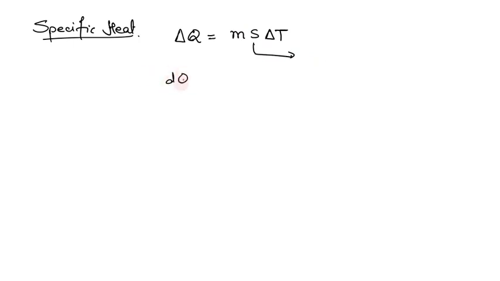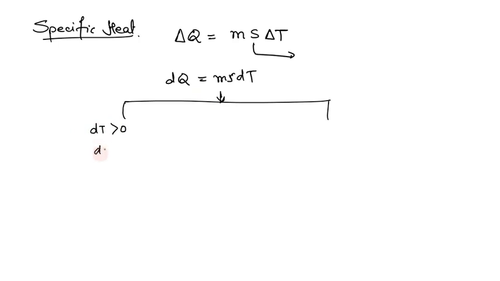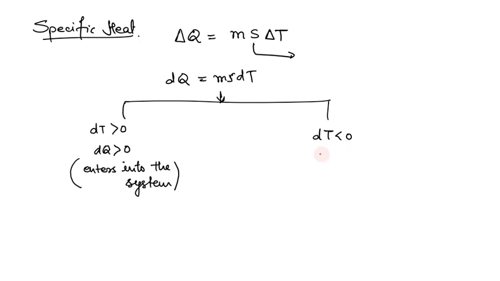So what I generally write is dQ equals m s dT, and this has a sign convention. If I take this dT to be greater than 0, it means temperature is increasing, then you are adding the energy. So delta Q is greater than 0, that is heat enters into the system, and it will raise the temperature. In the opposite case, when the temperature is lowered, then dQ is less than 0, which means heat leaves the system.